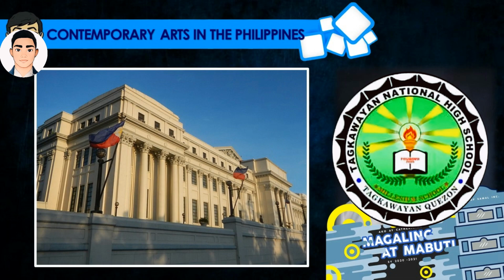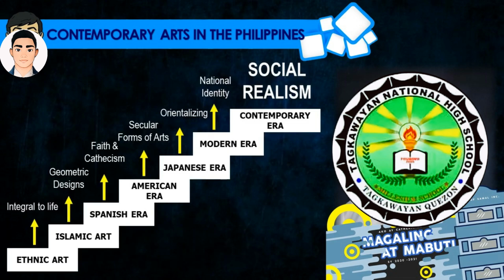Look at the screen right now, okay? I have here a diagram that shows paano ba na-develop ang sining na meron tayo sa kasalukuyan. Sa ethnic art, ito ay tumutukoy sa mga sining ng sinaunang Pilipino. I'd like you to know that these are integral to our present situation because it reflects the importance of life. On the other hand, sa Islamic art naman, ipinakilala sa ating bansa ang mga tinatawag nating geometric designs na kung saan from informal ethnic art, nagkakaroon na ng patterns and shapes ang mga produkto ng sining.